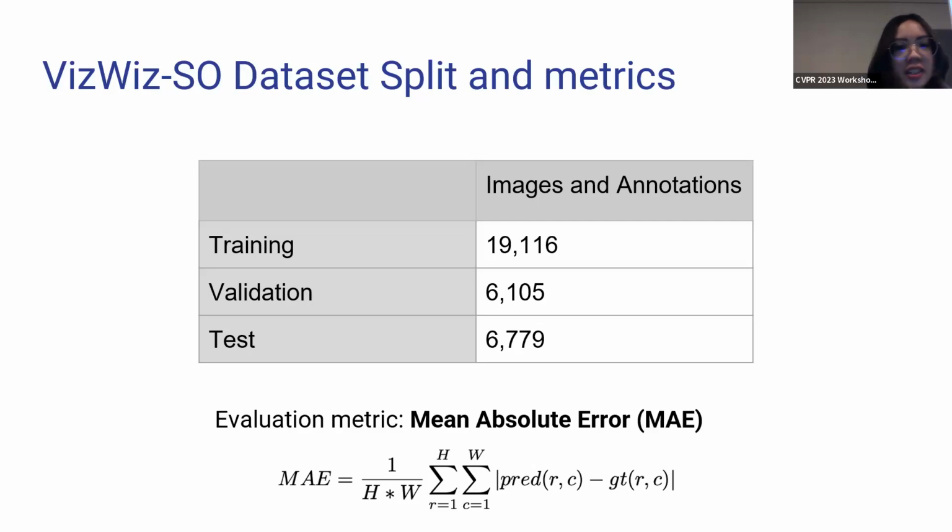For the evaluation metric, we use mean absolute error, which we call MAE for short. To simplify the math, MAE shows the proportion of pixels in an image that are assigned incorrectly. That would be foreground wrongly assigned as background, or background wrongly assigned as foreground.